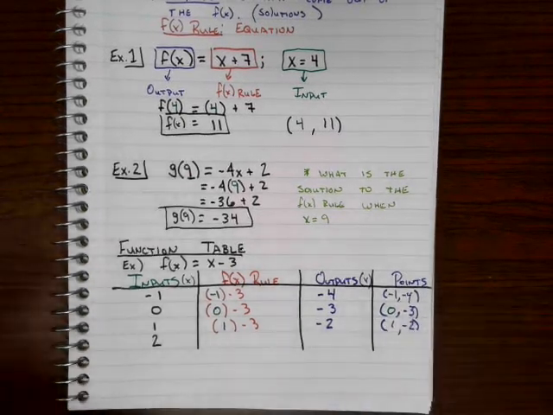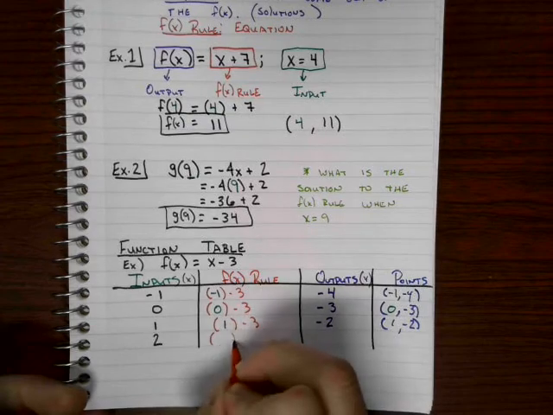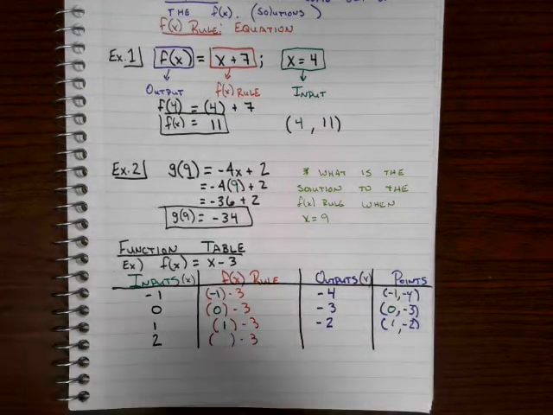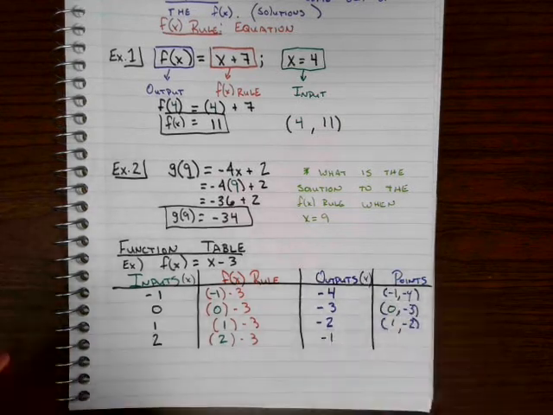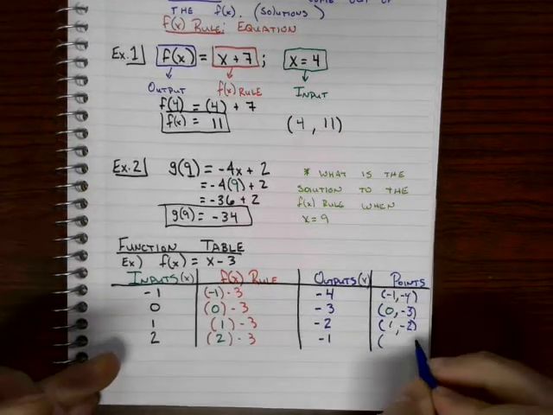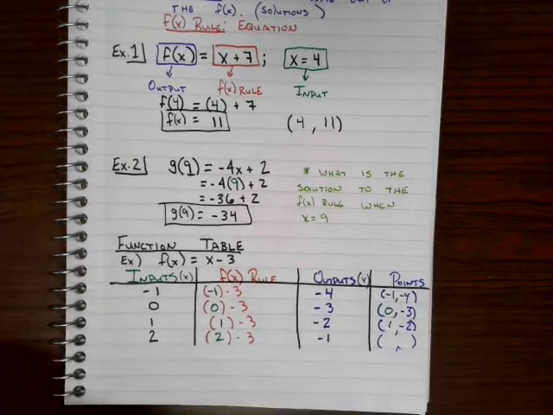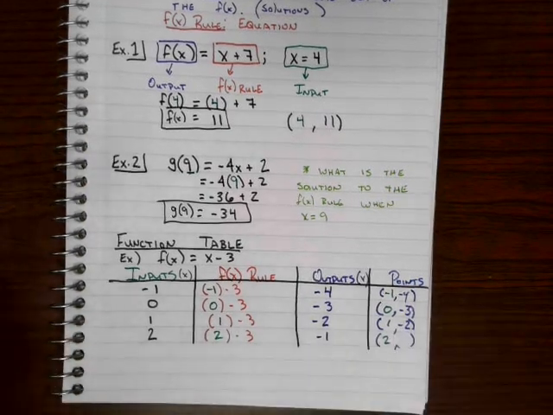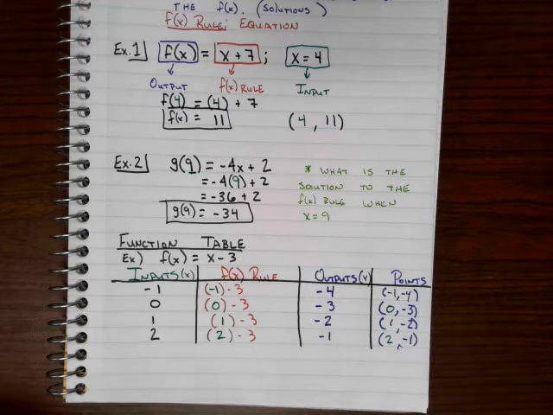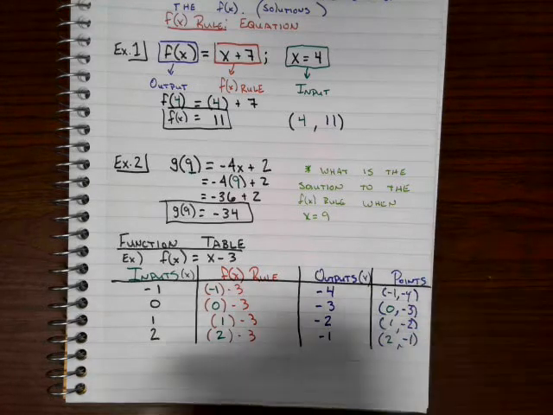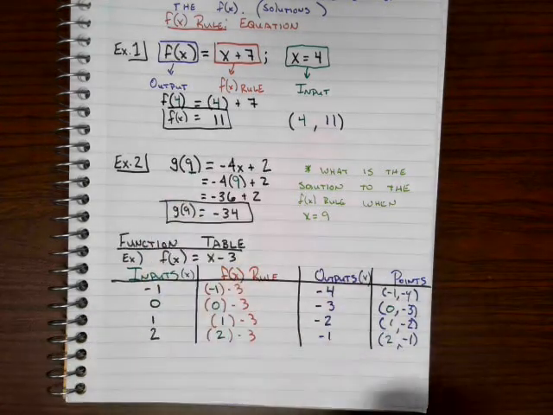And then our last one here, sub in my 2. 2 minus 3, -1. And then my coordinate point would just be 2, comma, -1. So then you would take those 4 points, put them on a graph, and you would graph them. So you'd use a function table to graph your function.